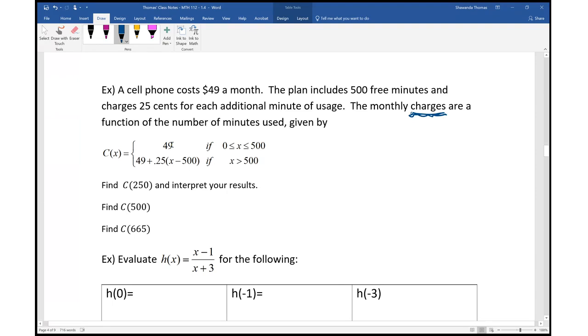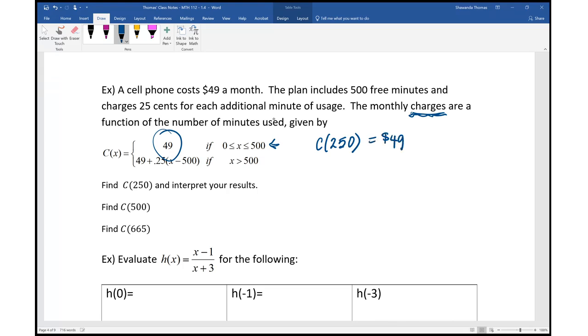Now it's saying that it's $49 if, what do you think the X represents in this case? If the C represents the monthly charges, it says the monthly charges are a function of the number of minutes. So X must be the number of minutes. All right, now let's find C of 250. So this must mean that someone used 250 minutes. How much would they be charged per month? Well, 250 falls within the first inequality. Therefore, our answer is simply $49.